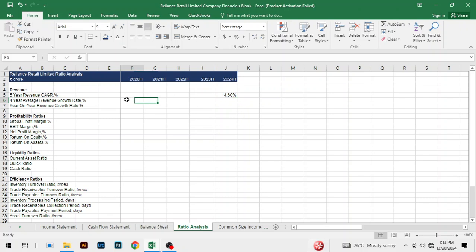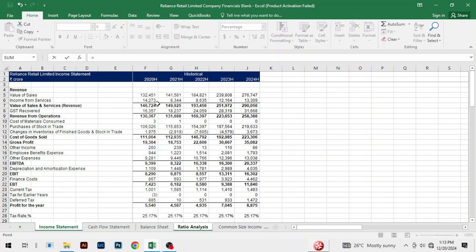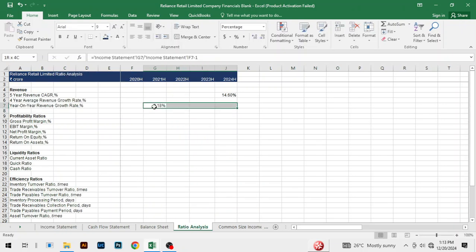What this essentially tells us is that revenue for Reliance Retail has been growing by a CAGR of 14.6% each year, right? In order for us to compute the 4-year average revenue growth rate, we first need to compute the year-on-year revenue growth rate. So I'm just going to initiate the formula here. I'll go back to the income statement and pick revenue for 2021. I'll divide it by revenue for 2020 minus 1, and then I'll copy that to the right.